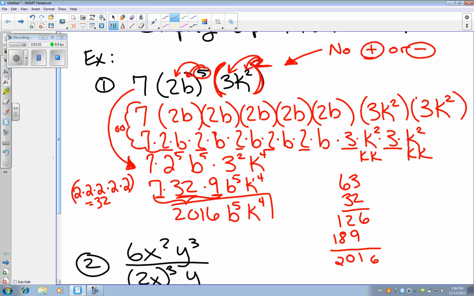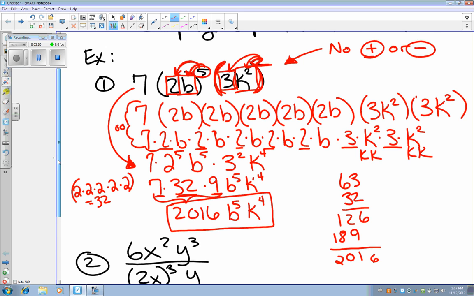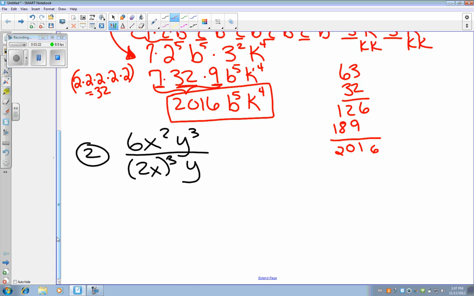That's my final answer. So again, I could have just started that problem off by distributing in, or it's not distributing in, by taking both of these factors to the 5th power, and both of these factors to the 2nd power. All right, on to the next one.